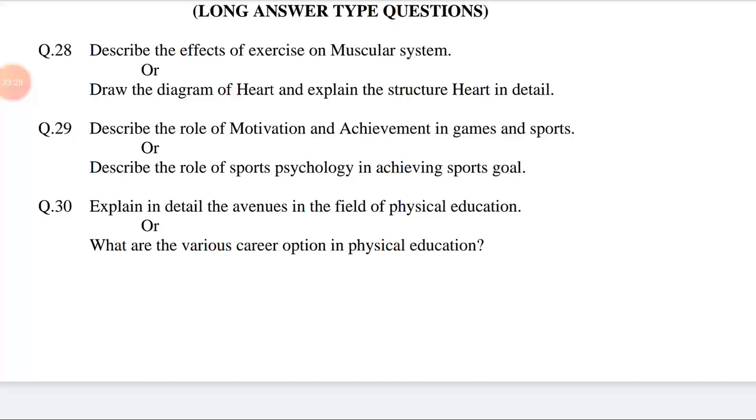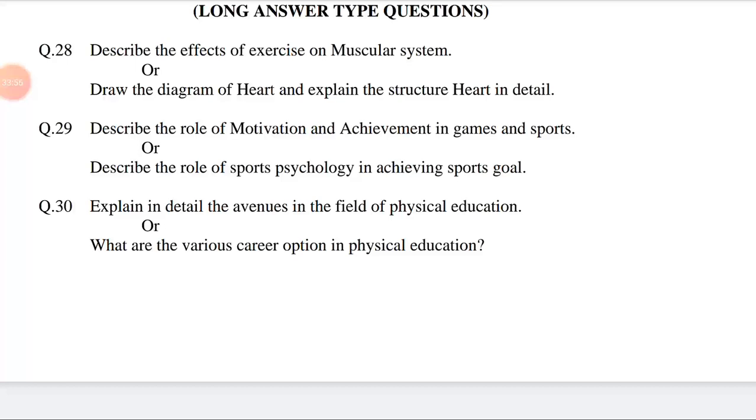Or what are the various options in physical education? What means asking for information. Various means many, several. Career, profession, occupation. Option means choice, alternatives. This question is also related to chapter number 4, career aspects in physical education.